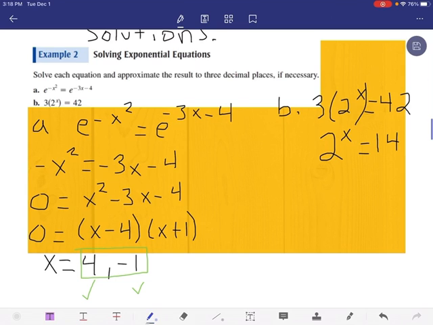So then, like we said, our next step is to try and rewrite using our inverse property. So basically what we're going to do is we're going to take log base 2 of both sides.